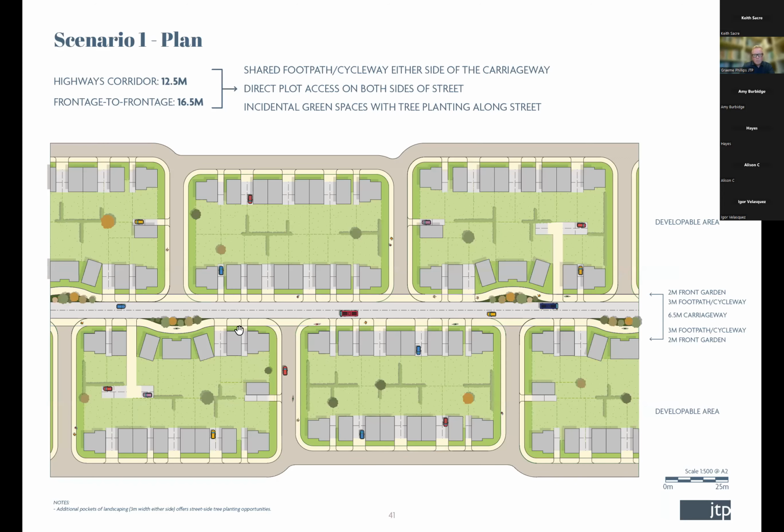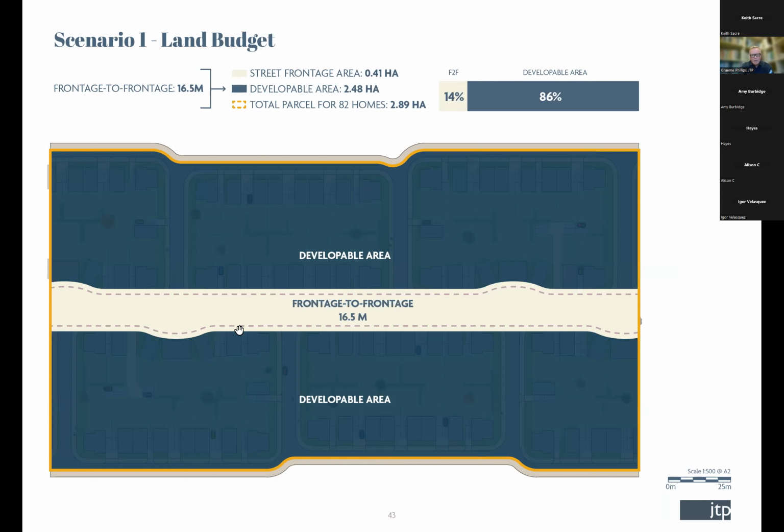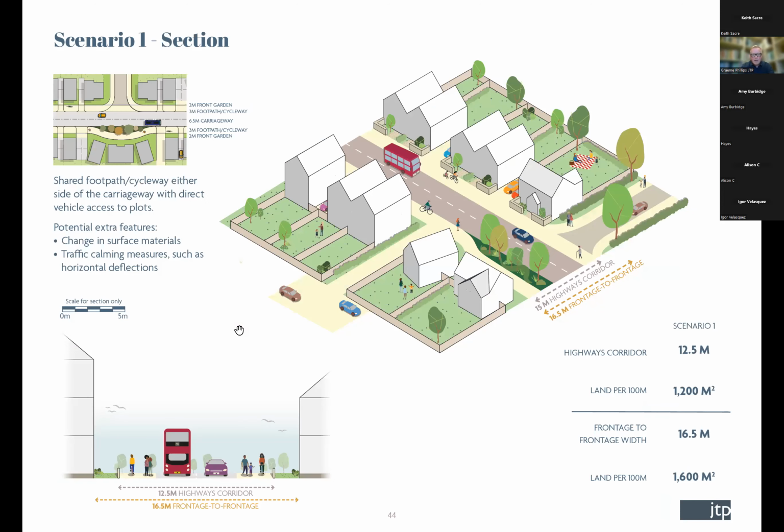So what are the sort of scenarios that we might be talking about here? We've tested this in a couple of ways. This is a notional part of a development serving about 80 homes. And if it's a simple street with footpaths, maybe occasional clusters of trees, we can anticipate that the highway corridor might be 12.5 meters of that. If you then add in the sort of space that is between homes, that front to front dimension, that corridor is about 16.5 meters, or as a percentage of this parcel of land, about 14%. And that's what that might look like.